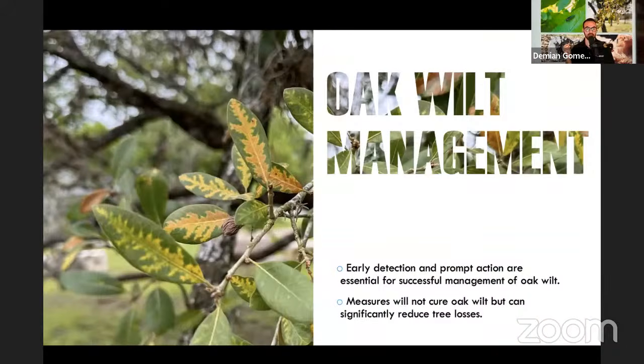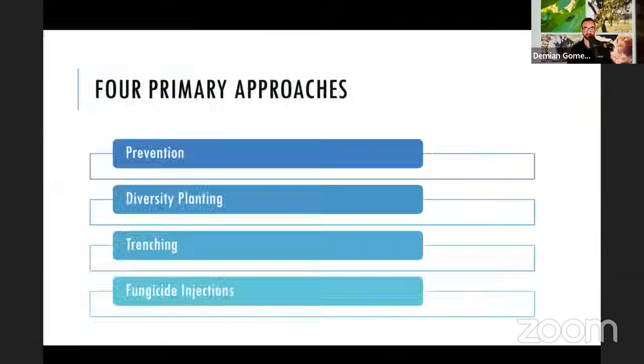Okay, so let's talk about oak wilt management, right? We understand what the disease cycle is, and we understand how to identify it, how to look for the symptoms and signs. So what can we do about it? Oak wilt is one of those diseases where early detection and action are essential for successful management. Measures are not going to completely eradicate the disease from the landscape, but they're definitely going to reduce tree losses on your property.